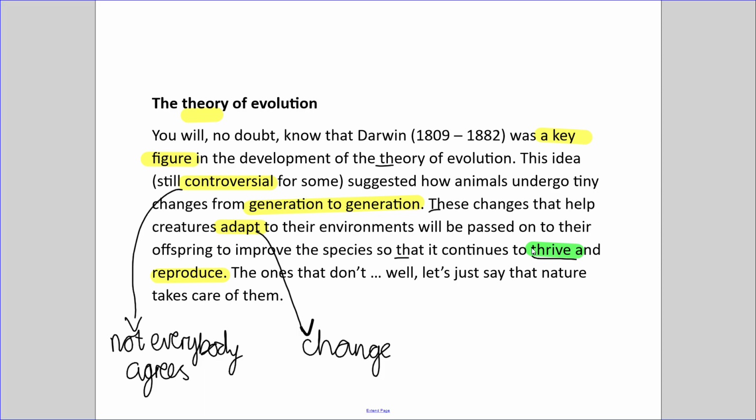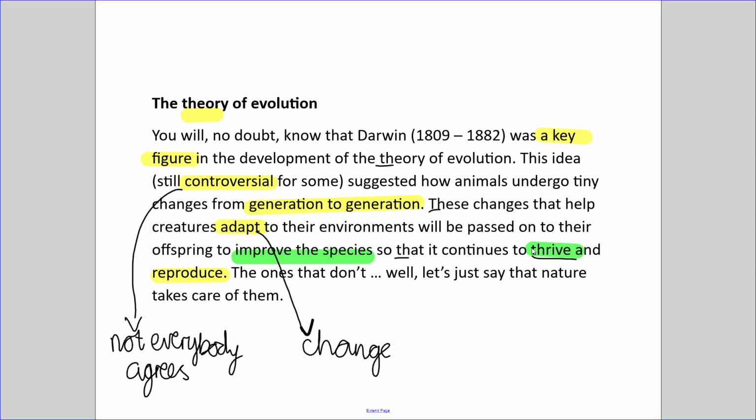So looking at it, they're going to adapt to their environments, they're changing, and they're going to pass on these changes to their offspring to improve the species. So if they're improving the species, they're making the species better so they can thrive and reproduce, so they can thrive and they can have more children. So it's going to be something, if they're improving, they're going to be getting better, aren't they?